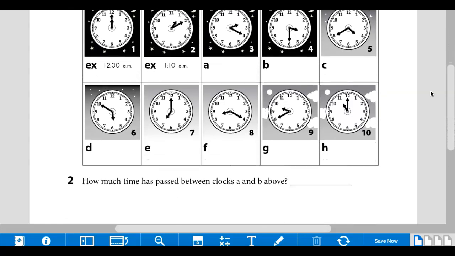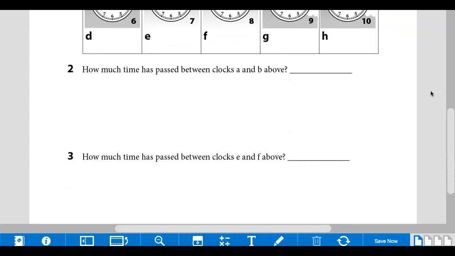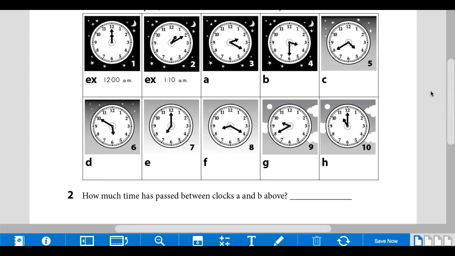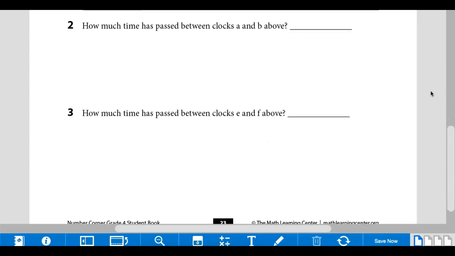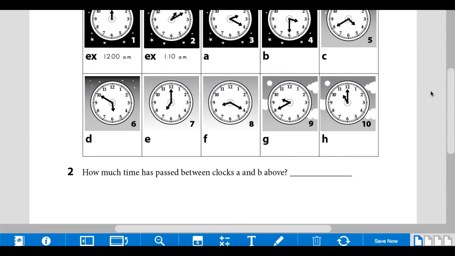After you fill in those clocks, number 2 asks you how much time has passed between clocks A and B above. What is the elapsed time between those 2 clocks? And number 3 asks you how much time has passed between clocks E and F above. What is the elapsed time between clocks E and F?